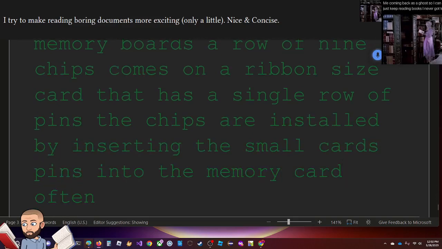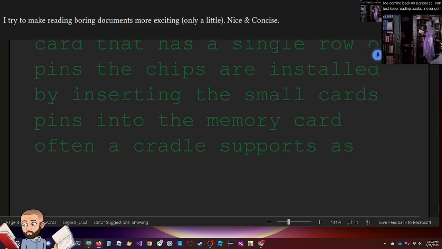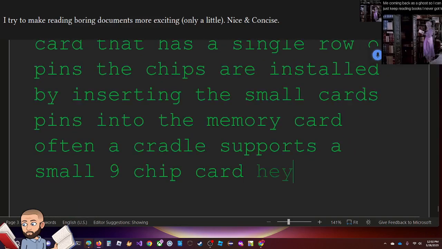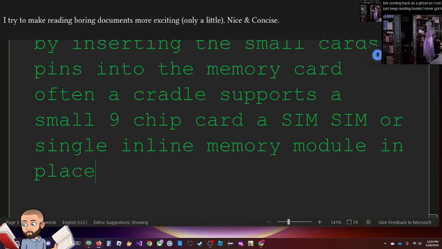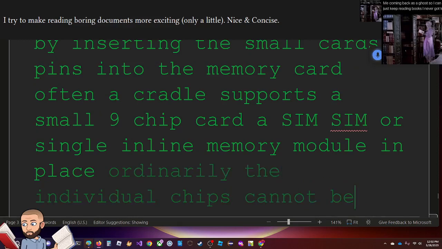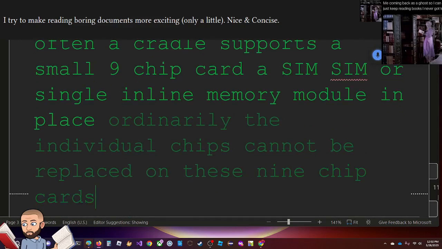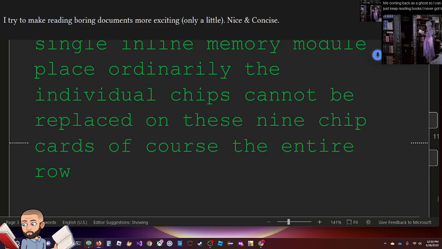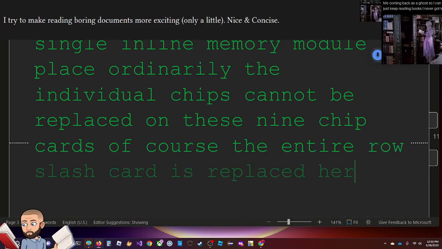Often a cradle supports a small 9-chip card, a SIMM, S-I-M-M, or single inline memory module, in place. Ordinarily, the individual chips cannot be replaced on these 9-chip cards. Of course, the entire row or card is replaced or added as a unit.